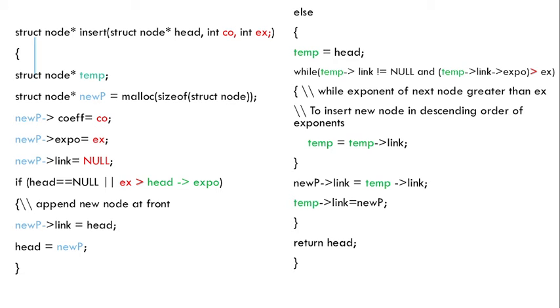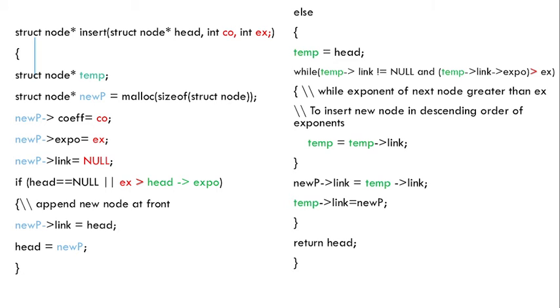Let us suppose that the new node is 2x raised to 5. The existing node at the front of the linked list is 2x raised to 3. So it means that the exponent field of the new node is greater than the exponent field of the existing node at the front of the linked list.